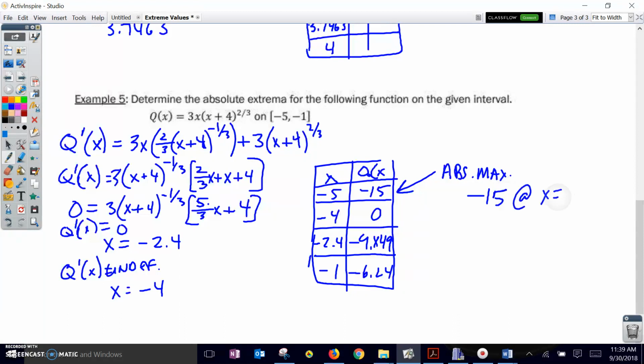And so my absolute extrema, I have an absolute max of negative 15 at x equals negative 5. Pardon me, an absolute min of negative 15. And I have an absolute max of 0 at x equals negative 4. And those are the absolute extrema on that particular function interval.